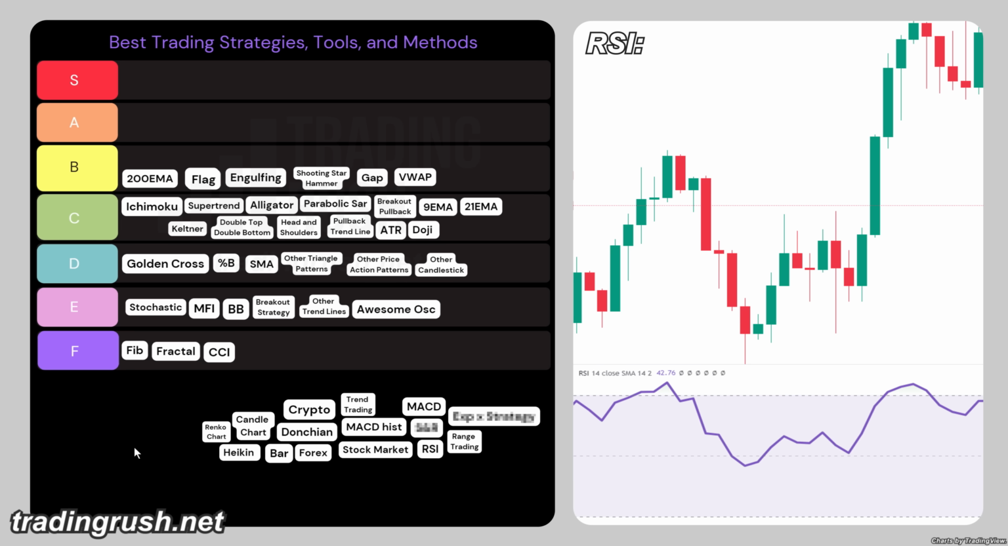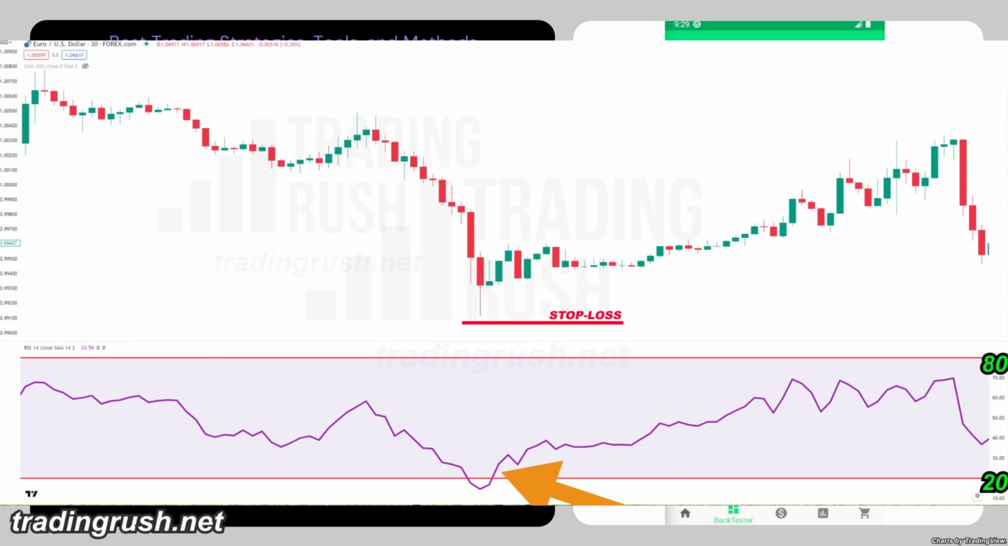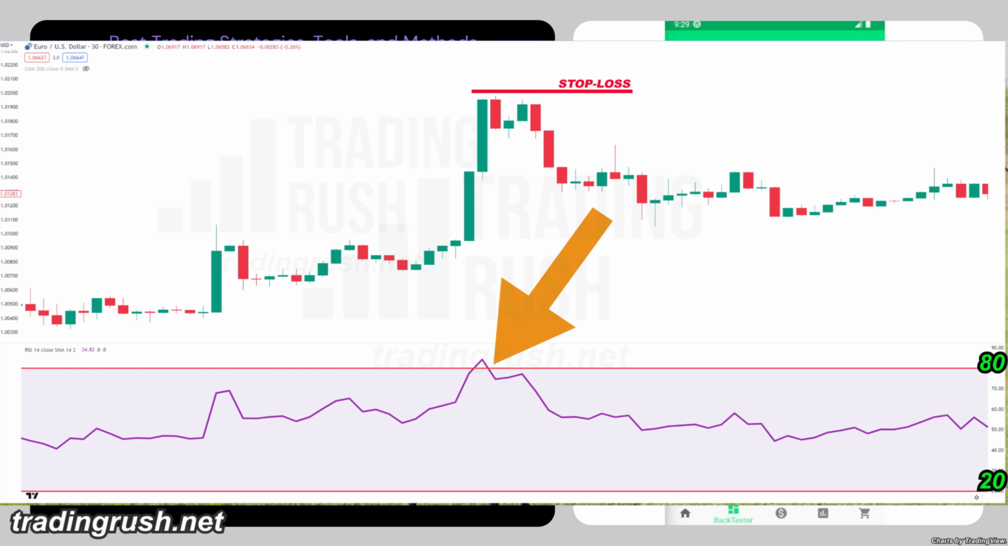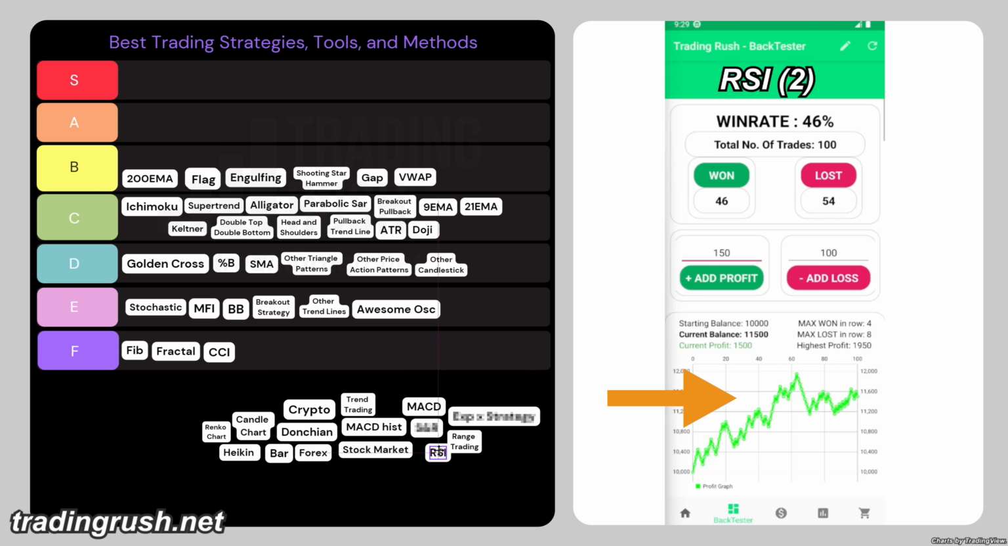The next is the RSI indicator. I have found this to be an average indicator with an average win rate. The popular strategy of taking long and short trades when the RSI becomes oversold and overbought respectively did work in my testing. I would put RSI in the C tier.